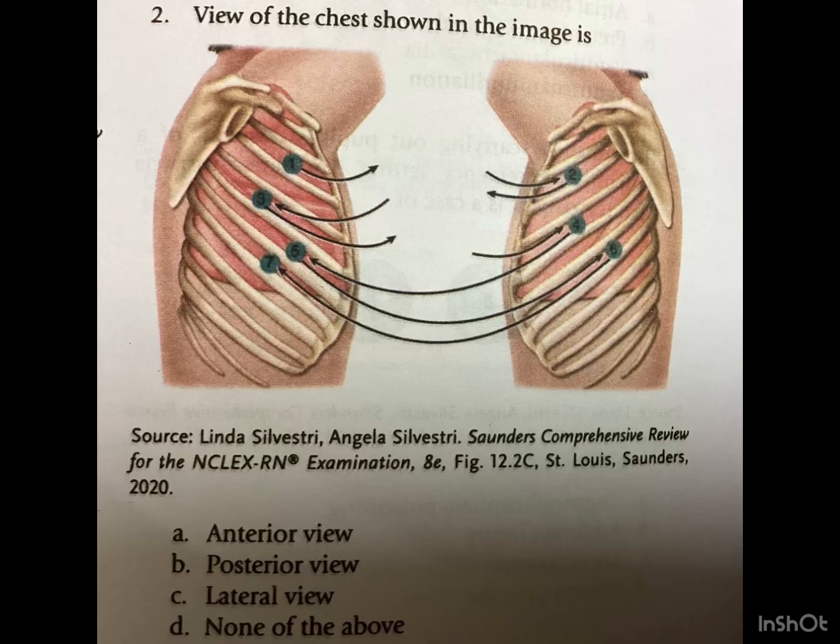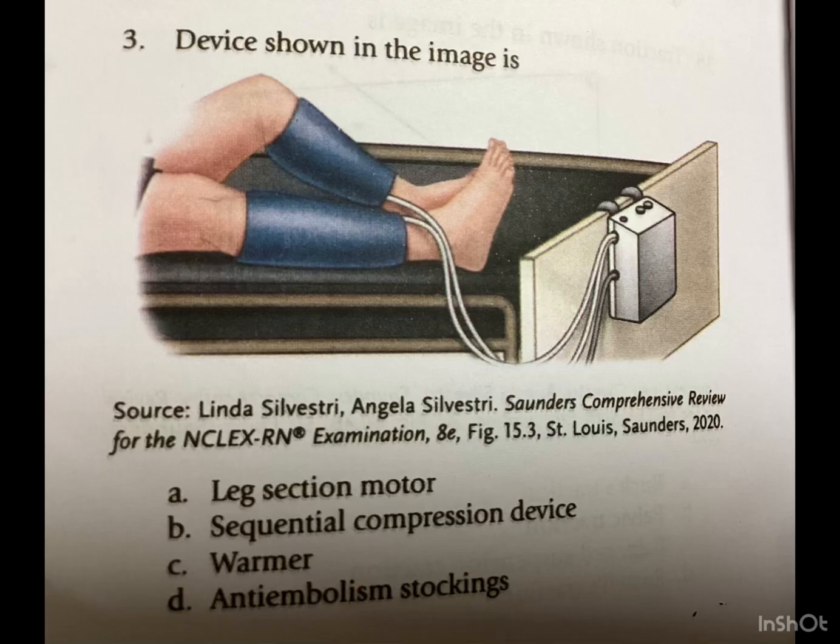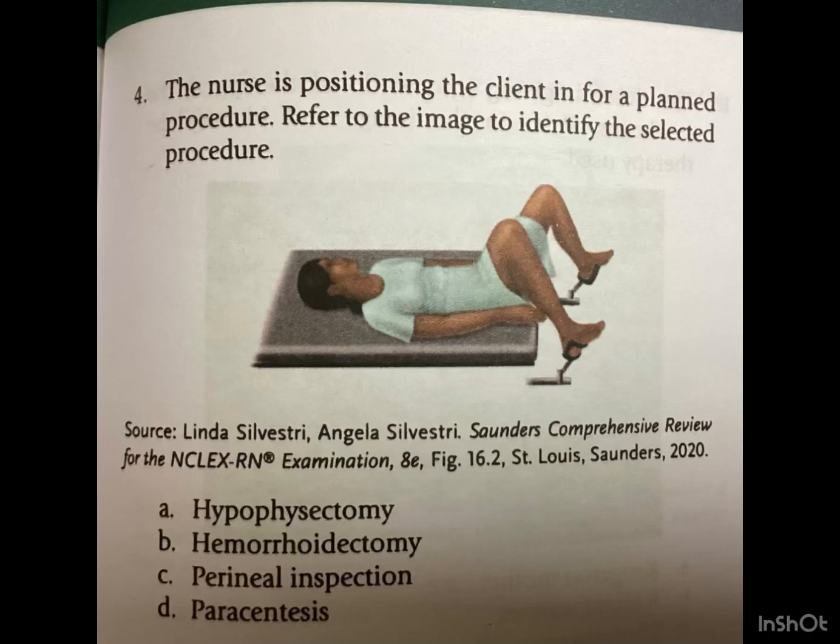Question number 2. View of the chest shown in images: anterior view, posterior, lateral, or none of the above? The correct answer is C, lateral view. Question number 3. Device shown in image is leg section motor, sequential compression device, warmer, or anti-embolism stocking? The correct answer is option B, sequential compression device. Now moving to the next question.